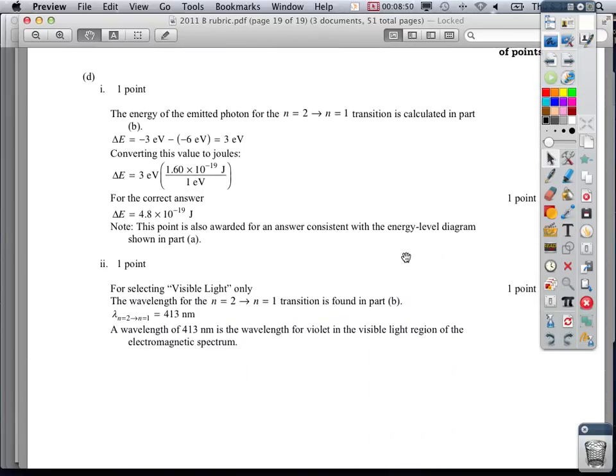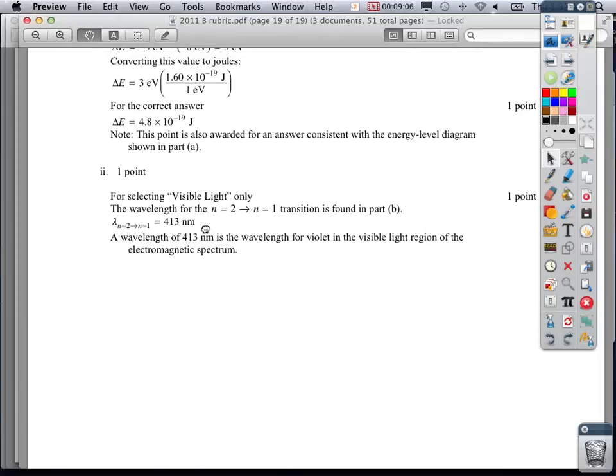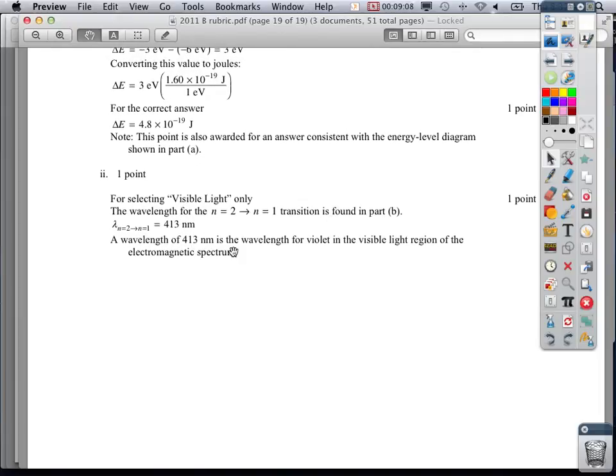Yeah, okay, so there we go. We did our 3 electron volts, we just converted. So it's 1.6 times 10 to the minus 19 joules per electron volt, and then we get our energy. And then for here, you're just finding the wavelength of it. When you find the wavelength of 413 nanometers, that tells you it's violet, it's purple. So that's that problem.